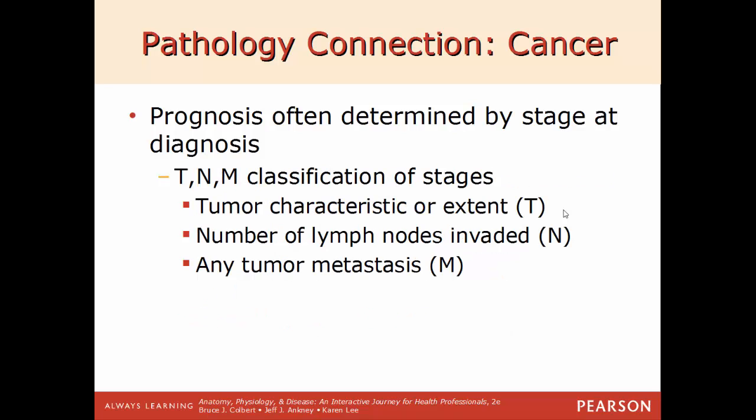person will not survive. Now, there are other ways to classify these stages. A tumor's characteristic or extent is called T. When you have lymph nodes that are invaded, it's called N, so the number of lymph nodes invaded. And then when you have any tumor metastasis, it's called M for metastasis.